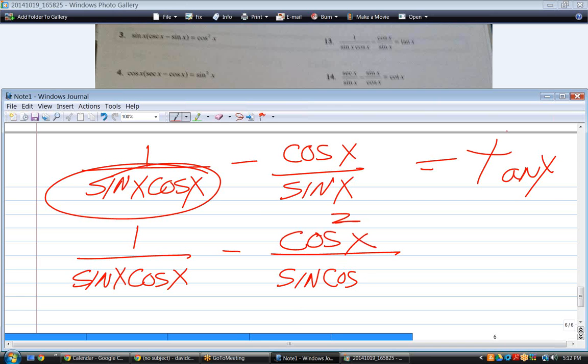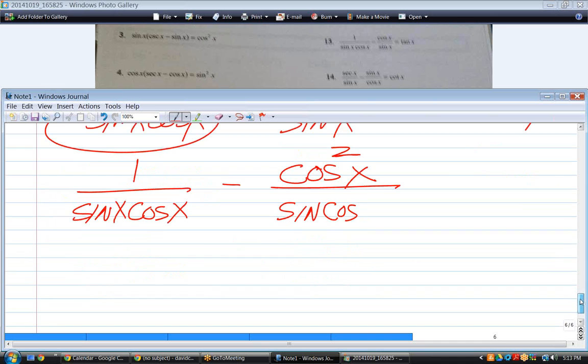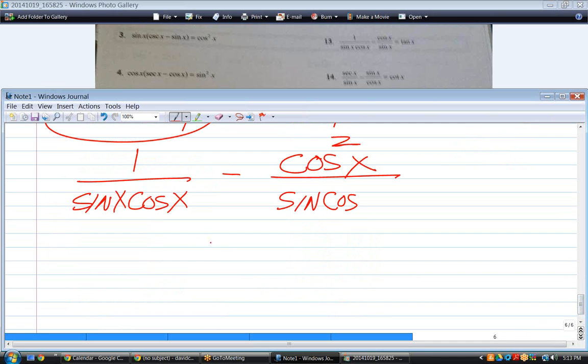Always be looking for the 1 minus cosine squared. In other words, they design these problems so that they will work out perfectly. You'll notice that you have not yet found a problem that is not an identity. They do not teach you how to disprove identities. The only thing they teach you is how to prove identities. Okay, what's this become? 1 minus cosine squared x over sine cosine.